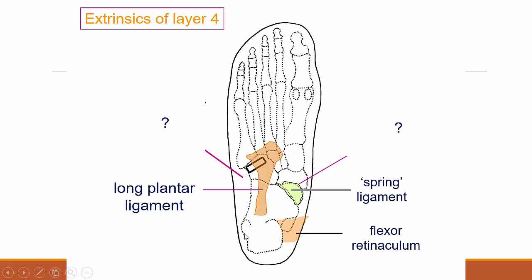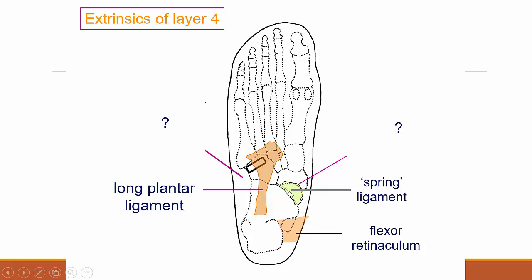Here we have again the diagram of the bones of the sole of the foot, the plantar surface of the foot, and we have a couple of other structures to orient ourselves. We have the flexor retinaculum, and as we know, that is found medially. And again, we look at our hallux, or our big toe, to indicate medial.